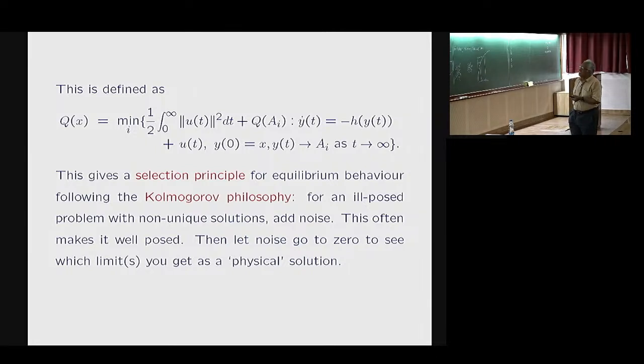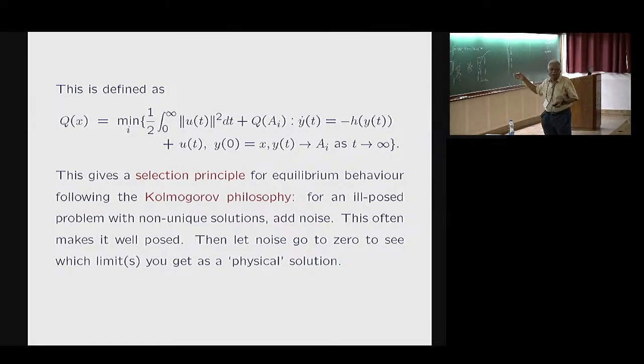And this is attributed to Kolmogorov. Apparently, he never wrote it anywhere, but this is an article by Eckmann and Ruelle on ergodic theory of chaos and strange attractors, where they mention this: that for an ill-posed problem, where ill-posed means no solution, or non-unique solutions, or solutions not depending continuously on the problem data, but this is specifically for the non-unique solutions case, just add noise.